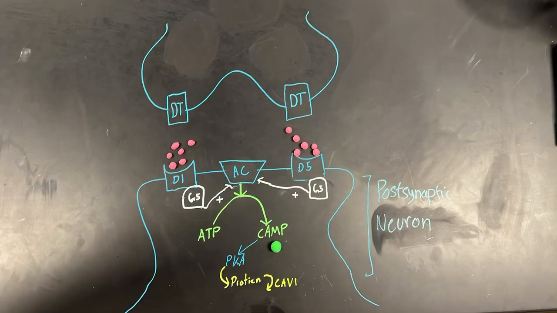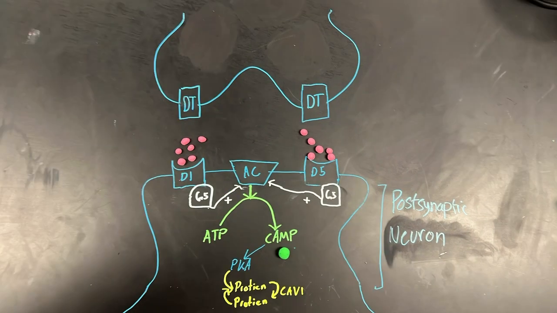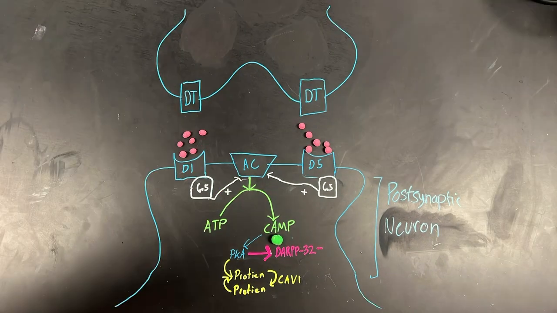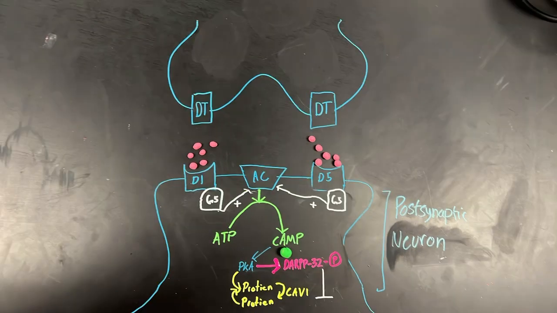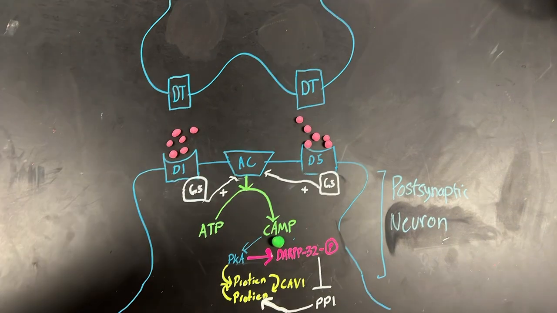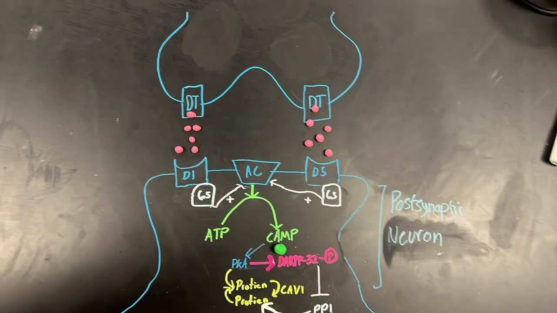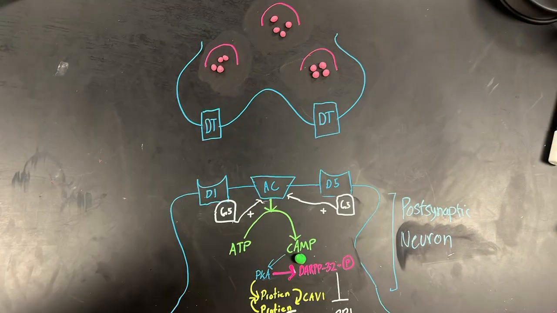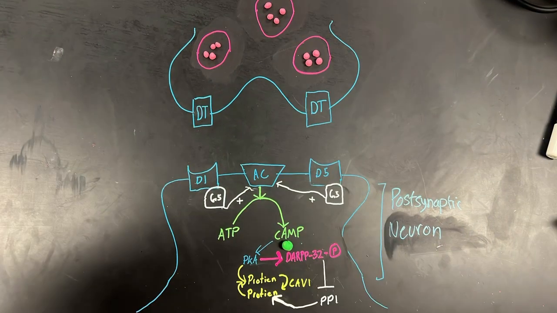cellular response is inhibited. Once PKA is activated, it begins to synthesize proteins, initiating Cav1. Cav1 allows for protein excitement, creating a loop. PKA also activates DARPP-32, which inhibits PP1 that prevents the protein loop from remaining excited.